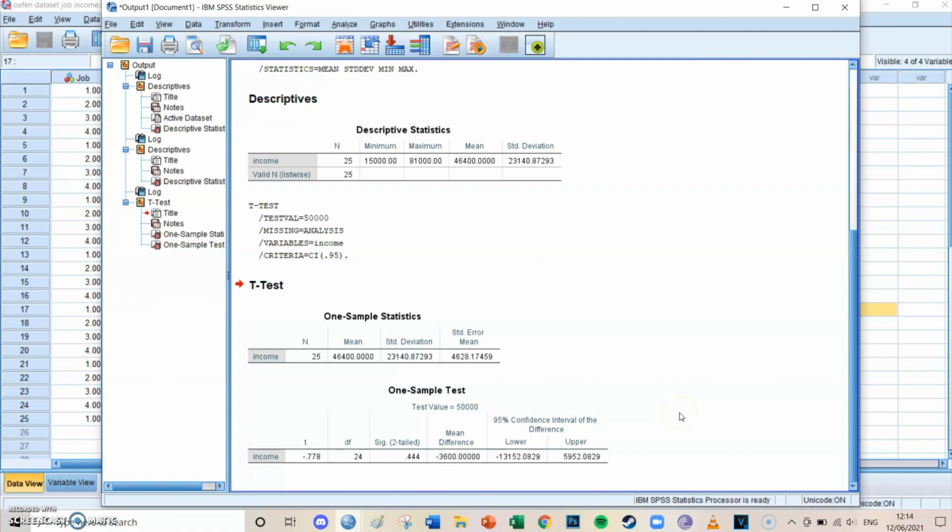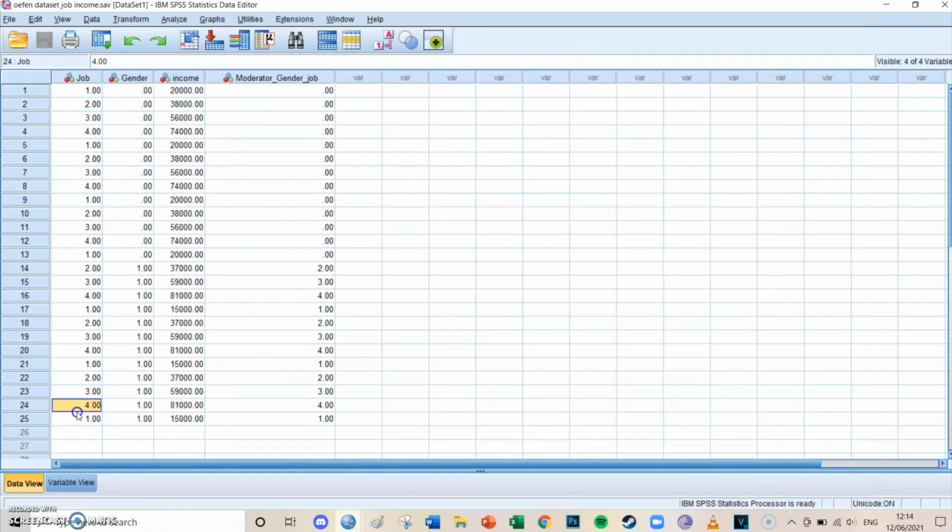This is mostly due to the fact that this is a very small sample. It's only 25 respondents, so therefore the chance was quite small that it would have actually been a significant difference. But if this sample would have been, for example, 10,000 respondents, then the difference would have probably been significant, but in this case it's not.